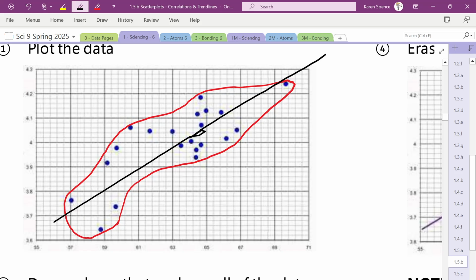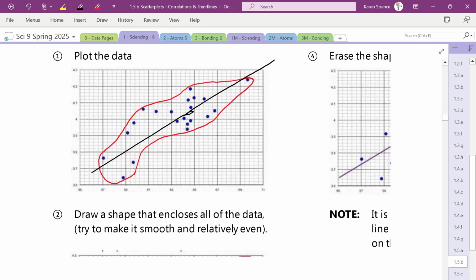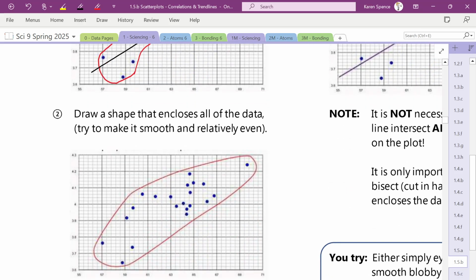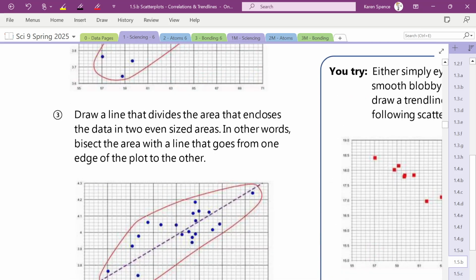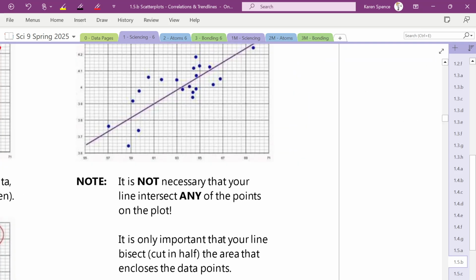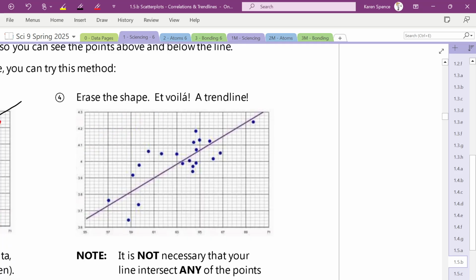Okay, and no one is looking for perfection. We're only looking for good enough. Good enough is good enough. So you draw your blobby shape. You add a line that divides it evenly. And then you cut it in half and erase your blobby shape.